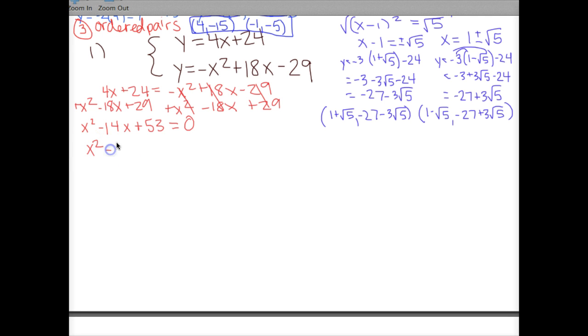So I'm going to move my constant to the right side. And there is no a to factor out, so that means I just go right to my b divided by 2 squared.